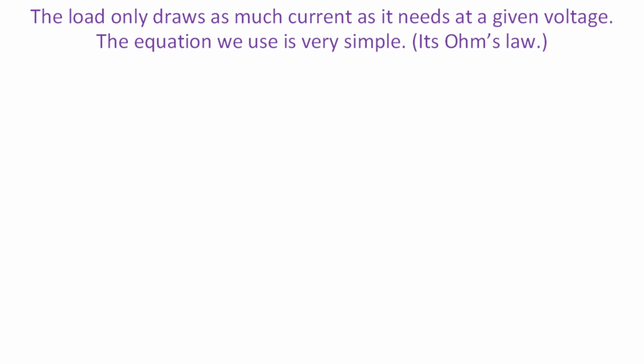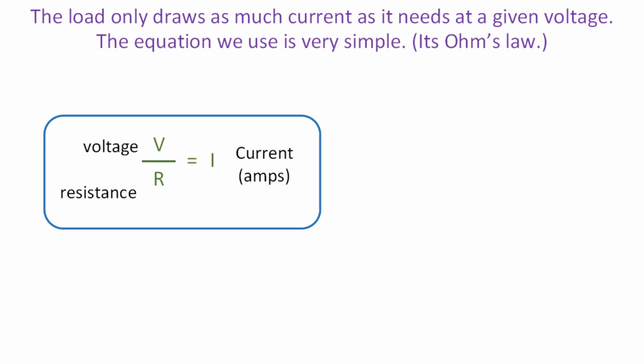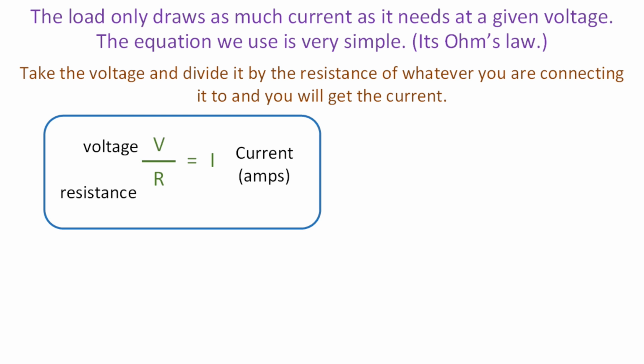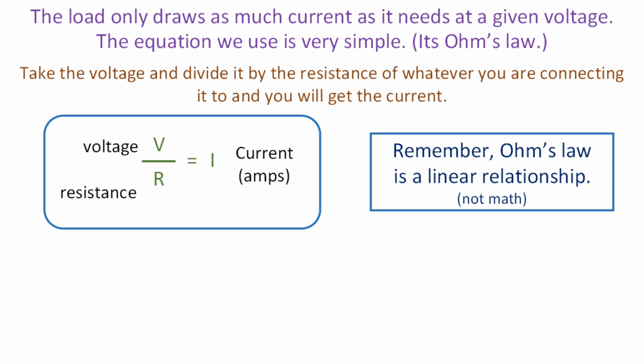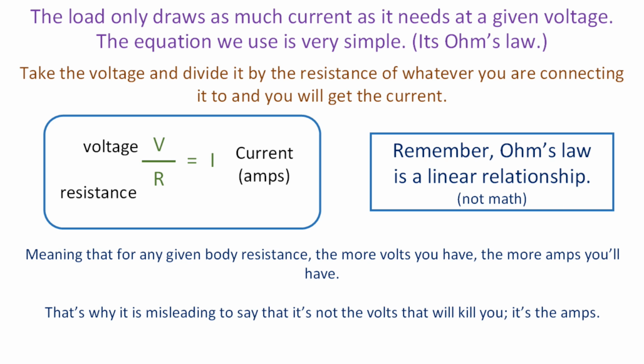The load only draws as much current as it needs at a given voltage. The equation we use is very simple. Here it is, it's Ohm's law. Remember, it's not math. It's a relationship. Voltage divided by resistance equals current. Take the voltage, divide it by the resistance of whatever you are connecting it to, and you will get the current. Remember, not math. Meaning that for any given body of resistance, the more volts you have, the more amps you'll have. That's why it's misleading to say that it's not the volts that will kill you, it's just the amps. The volts directly determine the amps.